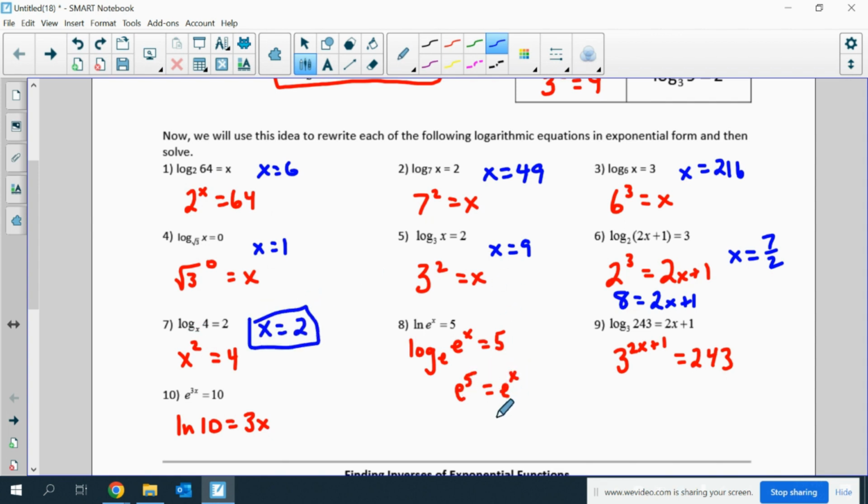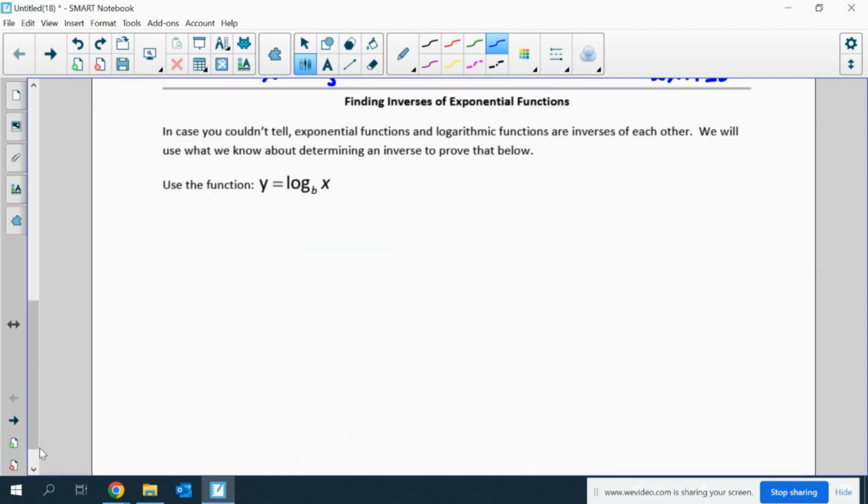So if e to the 5 equals e to the x, then x has to be 5. 243 is really 3 to the 5th. So then I can just recognize that 2x plus 1 equals 5, since the exponent 5 has to equal the exponent 2x plus 1 if both bases are 3. So x equals 2. And over here, x equals natural log of 10 divided by 3. So I know I just did those 10 problems real fast.